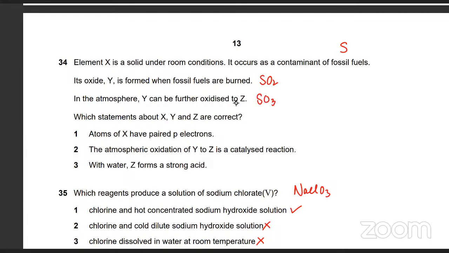So there's an element X, so I guess it's sulfur. So atoms of X have unpaired p electrons. They do, as sulfur is in group 6.